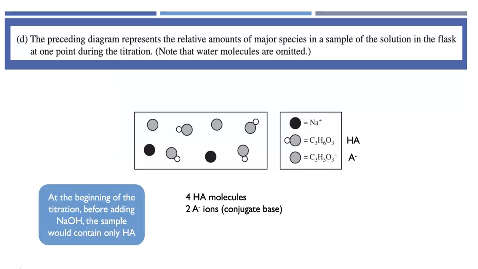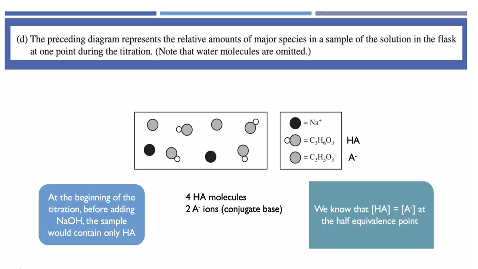Things to note. At the beginning of the titration, before I've added any NaOH, the sample would contain only weak acid molecules that are undissociated. Clearly, I'm not at the beginning. I'm somewhere into the titration. I've already started adding some hydroxide. The other thing that's worth noting is that at the half equivalence point, the weak acid concentration would equal the conjugate base concentration, or HA would equal A-. So I'm not at the half equivalence point either. I haven't gotten that far.